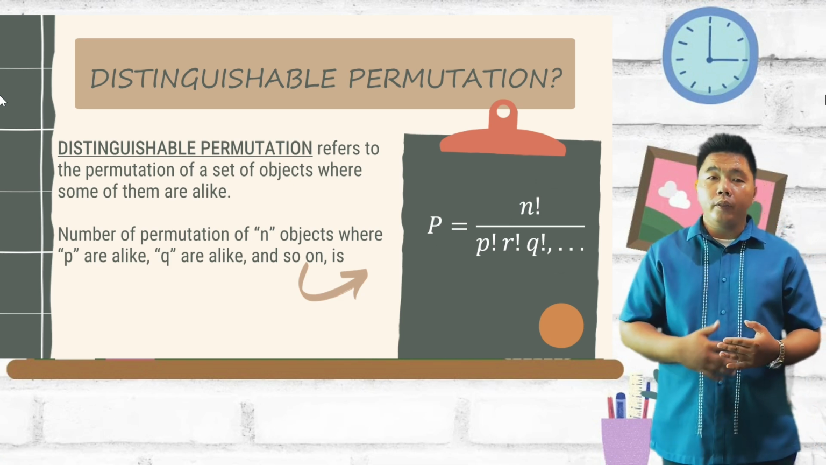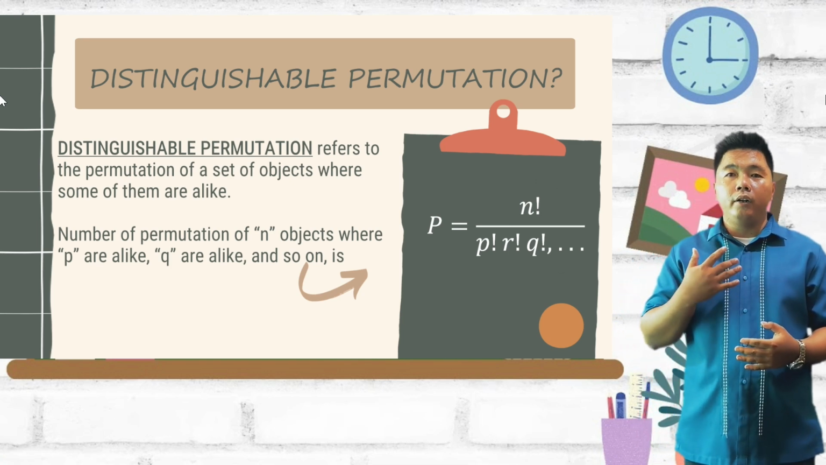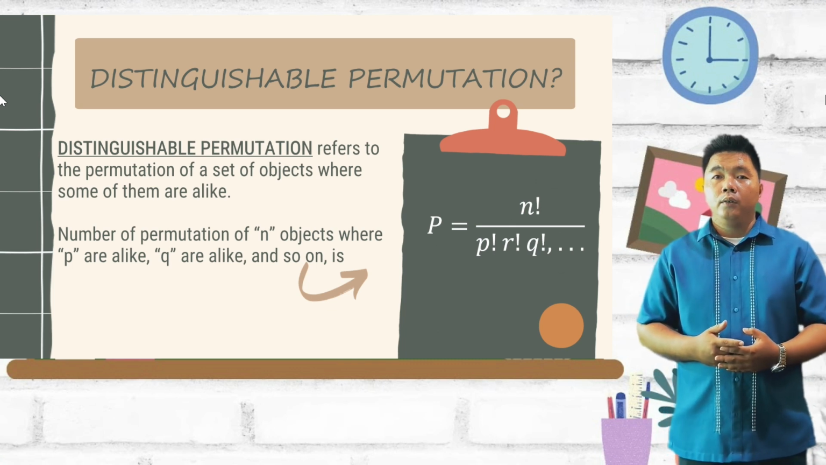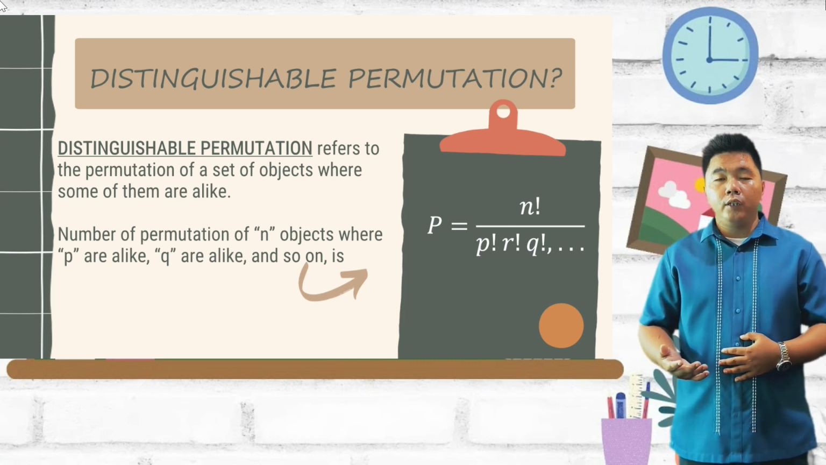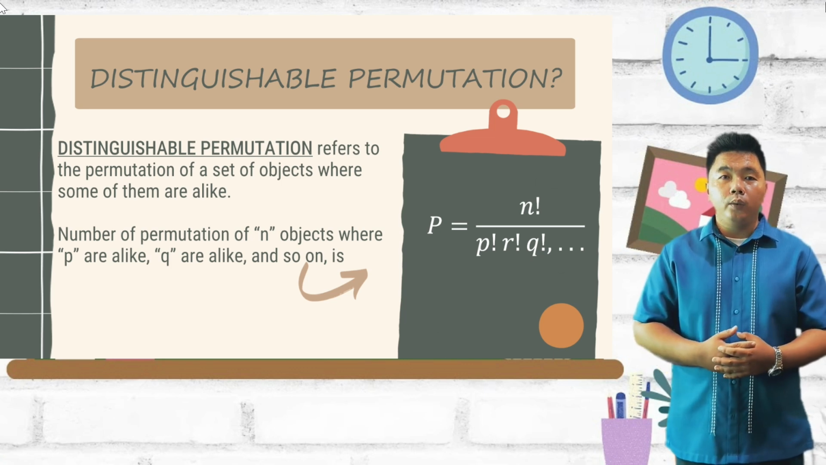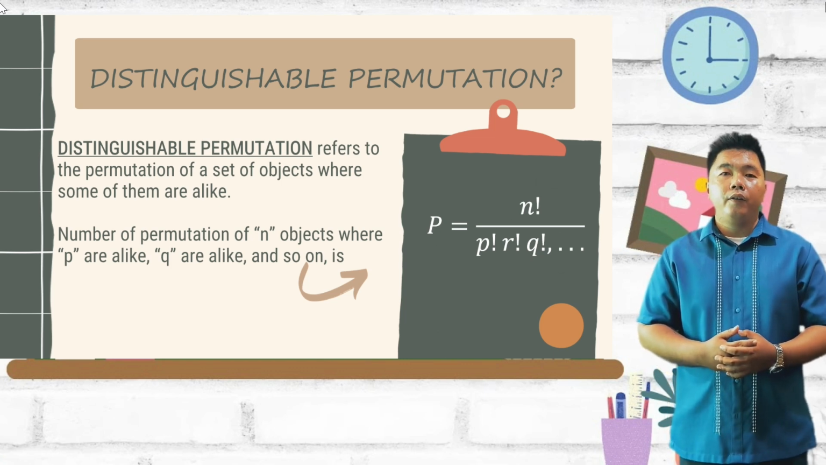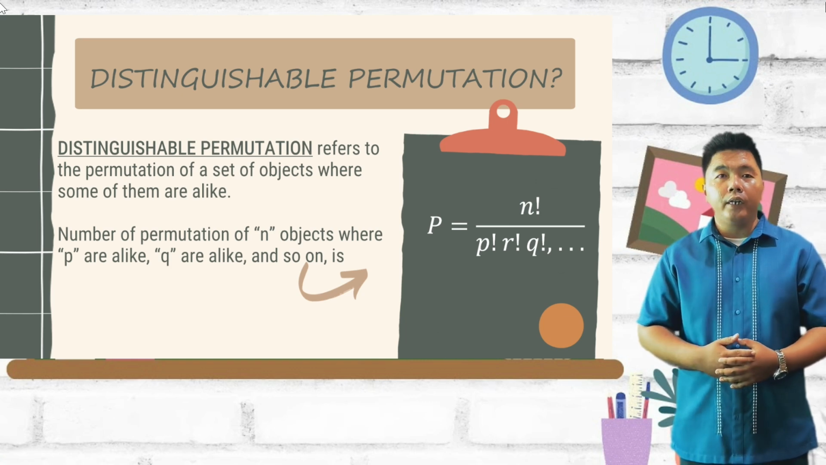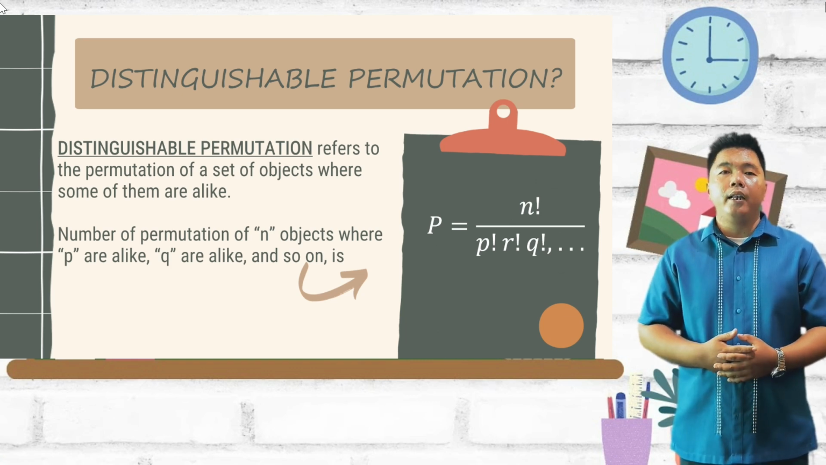So distinguishable permutation talks about the arrangement of things where some of them are alike. For the formula of distinguishable permutation, we have P is equal to n factorial divided by p factorial multiplied by r factorial times q factorial, and so on.